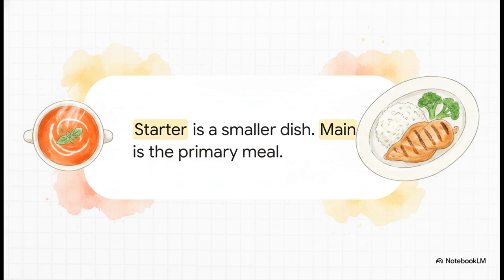Think of this as a smaller dish, like tomato soup, just meant to begin the meal. And then comes the main dish, which is the primary, much larger meal. In this specific case, it's grilled chicken. Understanding these basic categories helps you navigate literally any menu you will ever encounter.